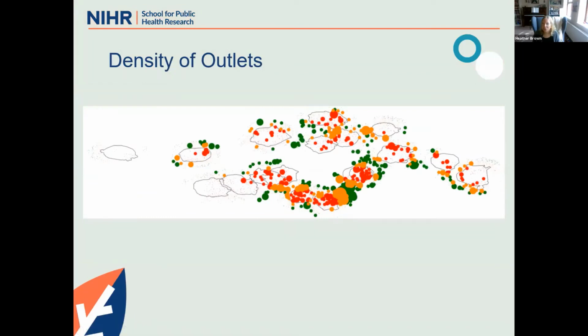And then this just shows that in a different way. So this is the density of outlets, and we can see that in this city centre area is the highest concentration. As you move further away from the main city centre, there is a lower concentration of outlets.